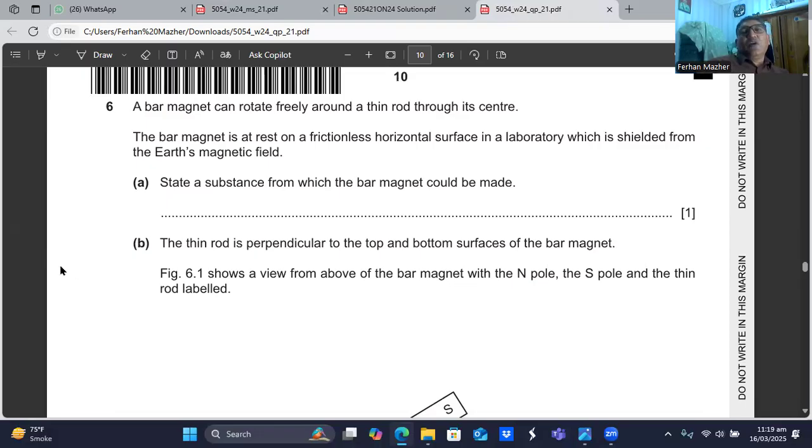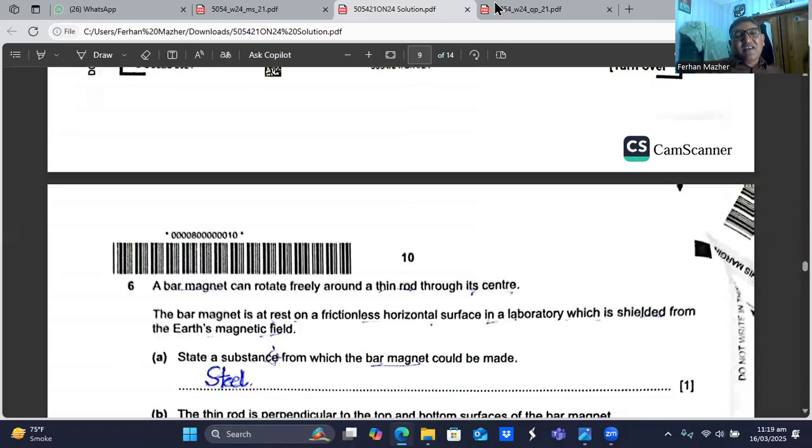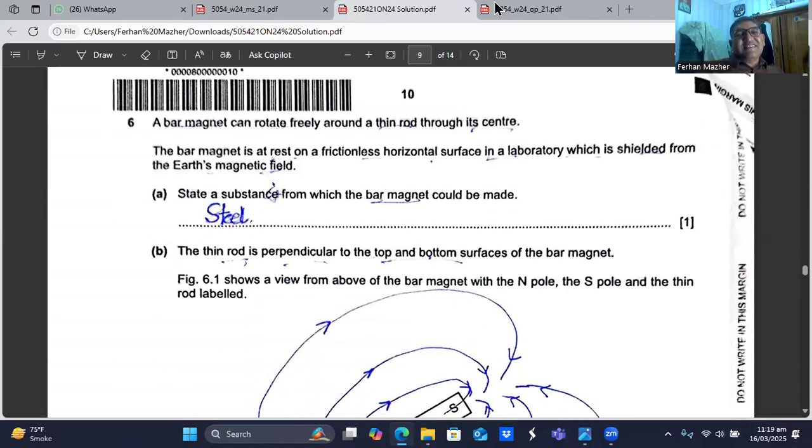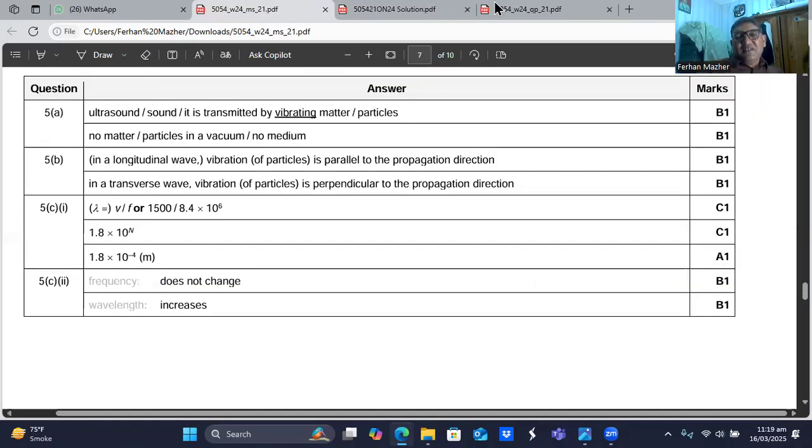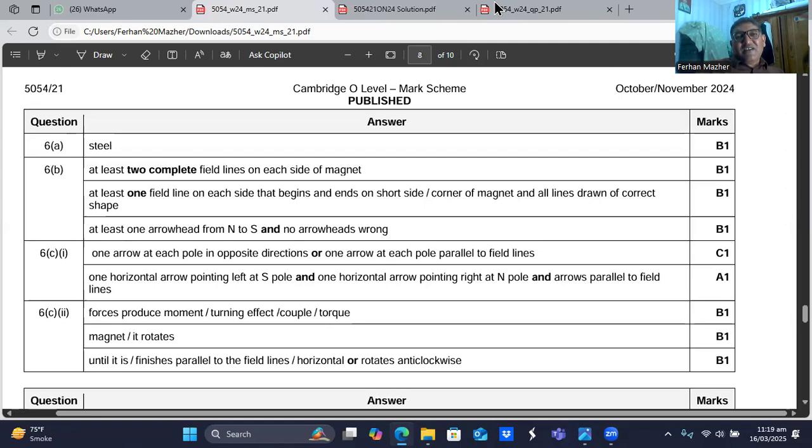So on your screen, question number 6 is showing up. A bar magnet can rotate freely around a thin rod through its center. The bar magnet is at rest on a frictionless horizontal surface in a laboratory, which is shielded from the Earth's magnetic field. State a substance from which the bar magnet could be made. The bar magnets, the permanent magnets, are normally made of steel. This is the most famous material of which bar magnets are made. So our famous answer, steel. So have a look at the marking scheme. Question number 6 we are doing here.